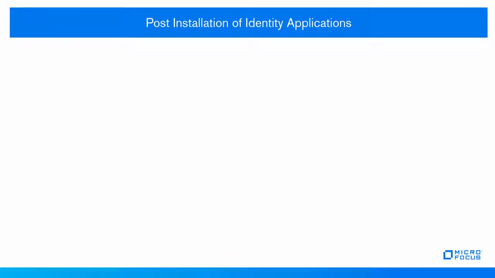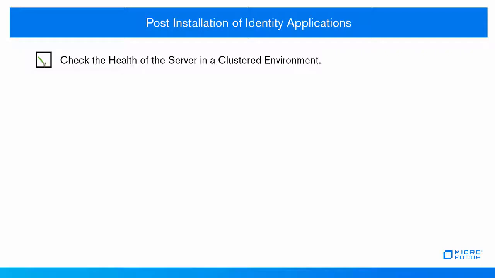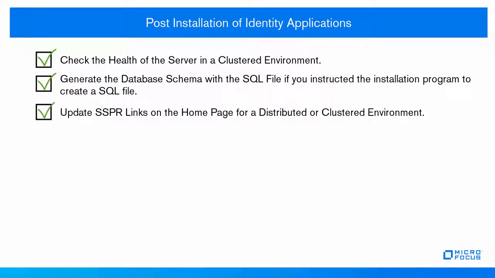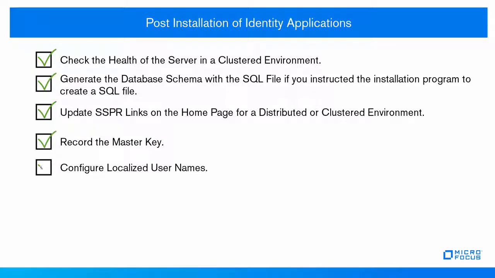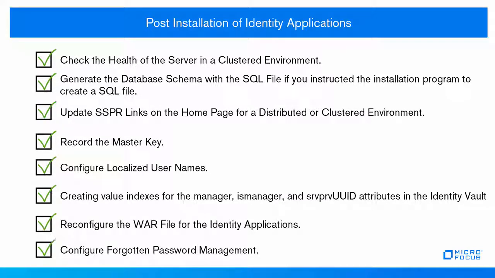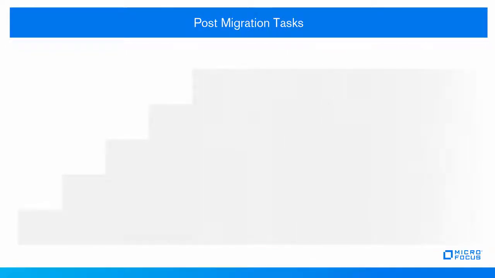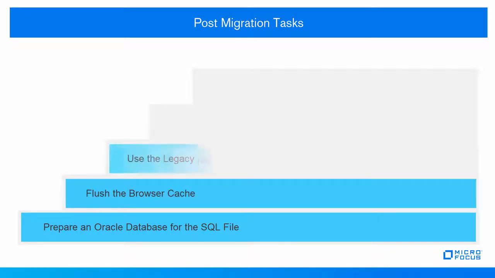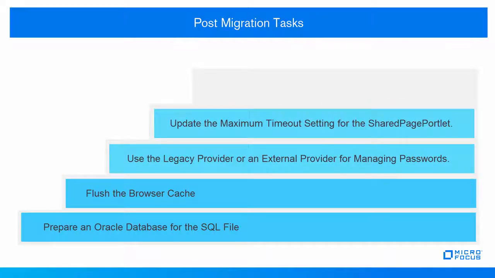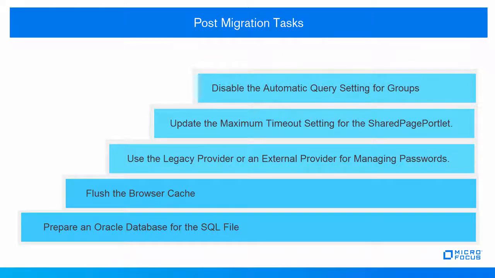There are certain activities that you might want to perform after installing identity application and their framework. For example, checking health of the server, updating the SSPR links, recording master key, and so on. For detailed information, see the setup guide. After upgrading or migrating the identity applications, complete the migration process by doing the following activities. For example, flush the browser cache. Disable the automatic query setting for groups and more. For detailed information on post-migration tasks, see the setup guide.